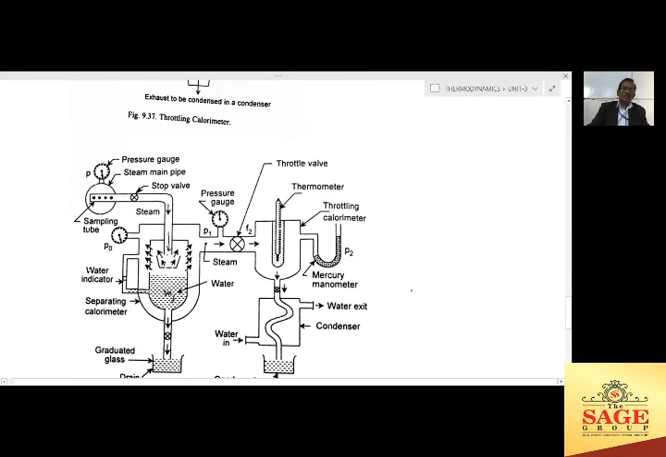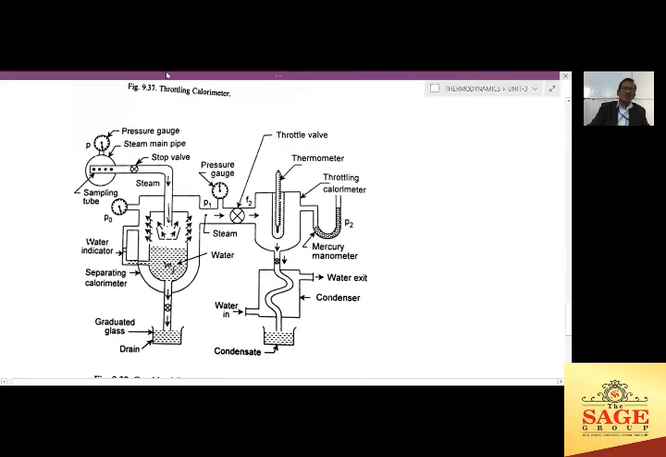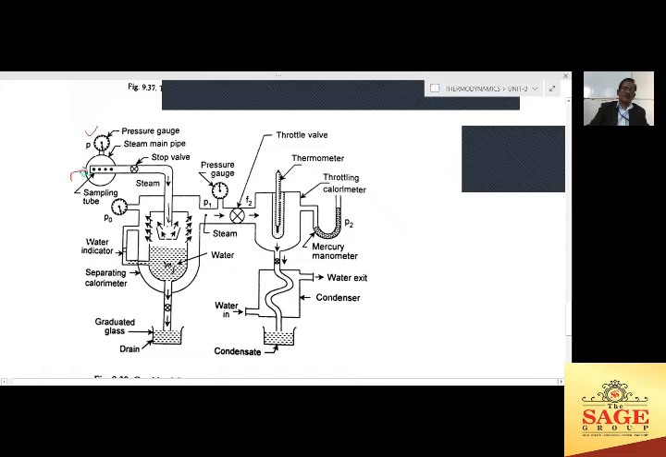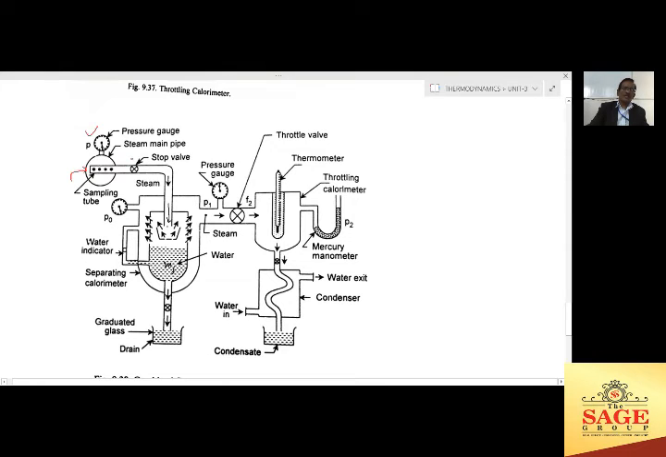So here you can see the setup which is used most commonly to determine the dryness fraction of the steam accurately. Here we are combining both calorimeters, the separating calorimeter as well as the throttling calorimeter. Here you can see the pressure gauge and the steam main pipe. A sample of the wet steam will enter from here. Here you can see the steam stop valve to control the flow of the steam.